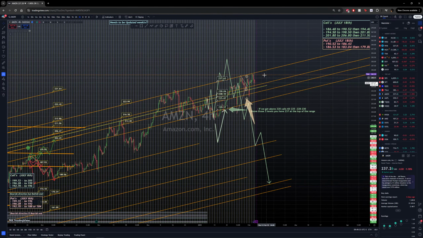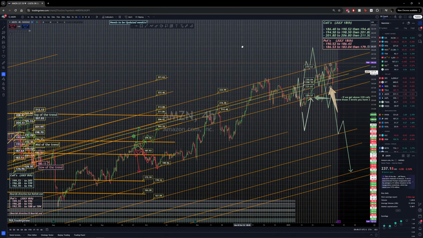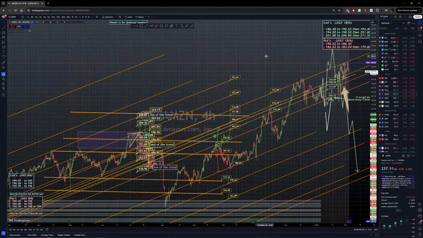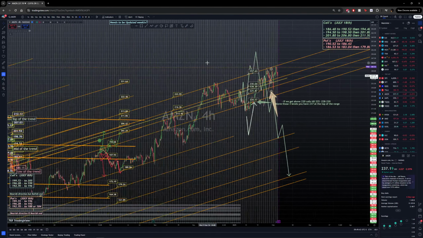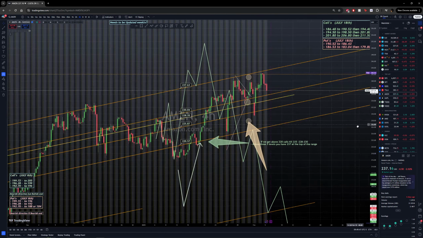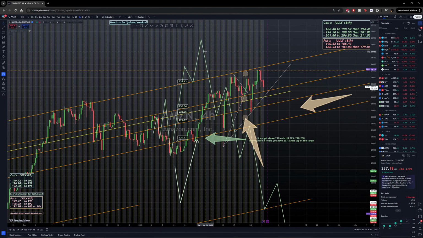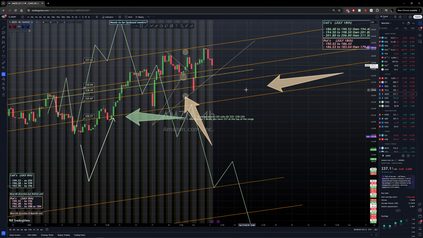Amazon still holding. This thing has been following these lines so nicely. It is ridiculous. This looks amazing. Again, if you get below this area, you're going to hang right back down here at this lower area. It's kind of funny how this is also holding the same thing the SPY is holding. It's just wedging right here, which is perfect.